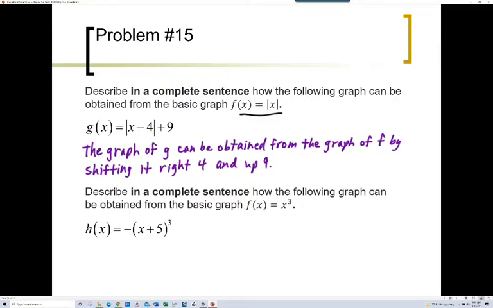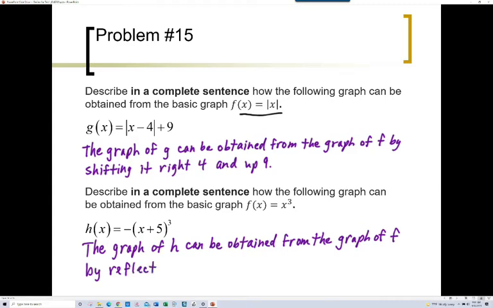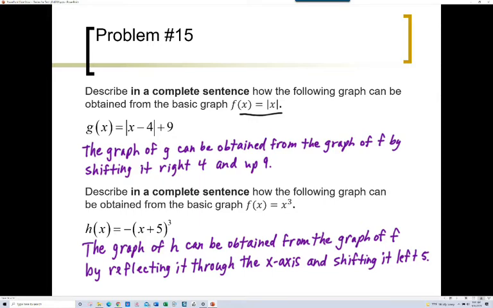On the second one there, f of x is x cubed. And so my answer here would be the graph of h can be obtained from the graph of f by reflecting it through the x-axis and shifting it left 5. Remember, you always do reflections before shifts.